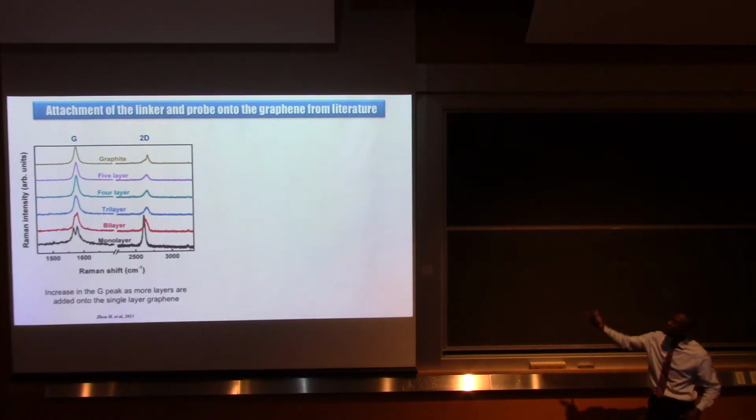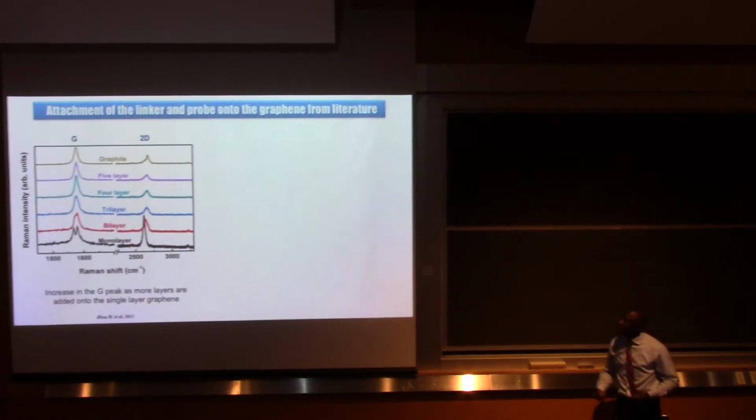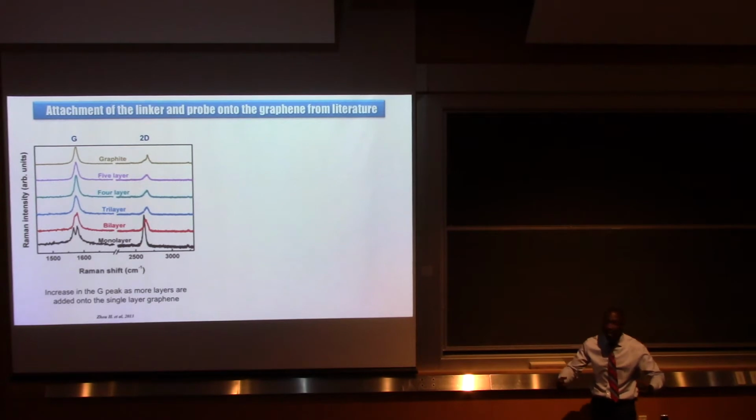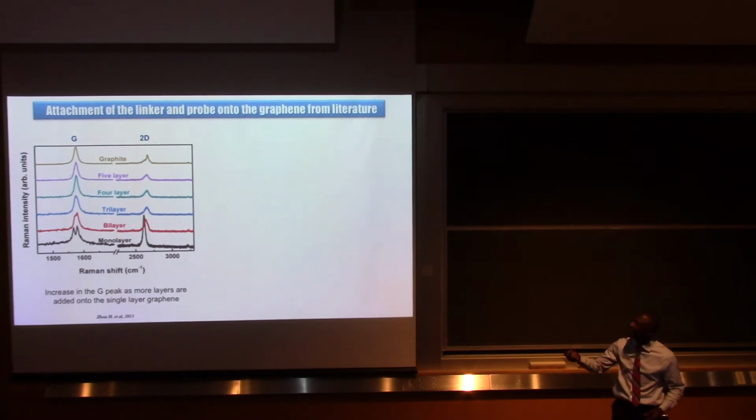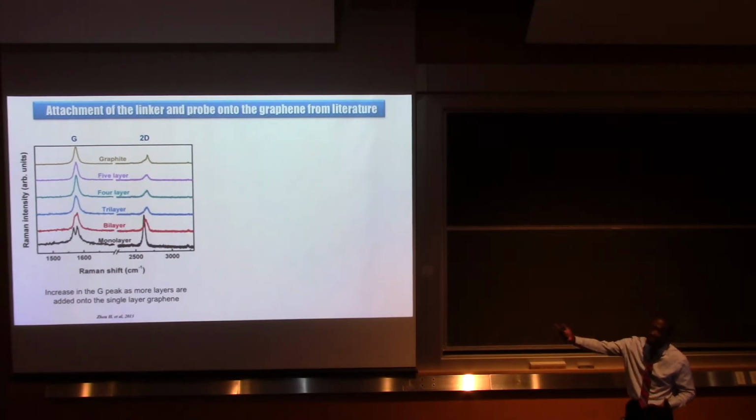So, in the literature we studied, it says that if you measure just the bare graphene, you will get two peaks, the G and the 2D peak. But as you add more molecules onto this graphene surface, the G peak increases more compared to the 2D peak. Hence, the ratio between the 2D and the G peak decreases as you add more molecules onto the graphene surface.